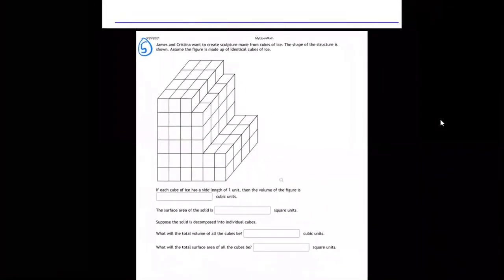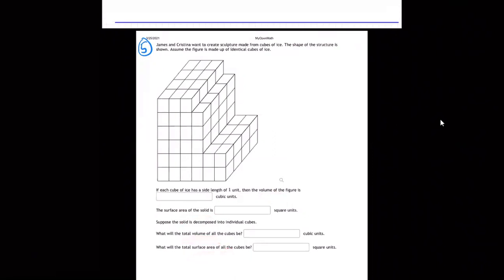And so what they're going to have us do is, first off, answer the volume and the surface area for the whole three-dimensional shape. And then they're going to say, now break it all apart, decompose it into individual cubes, and then recalculate the volume and the surface area after it's all broken apart. That's what this question is all about: volume and surface area when it's together, and then volume and surface area when it's all broken apart into individual cubes. How's that going to change?